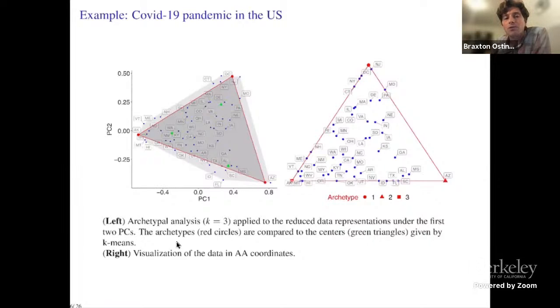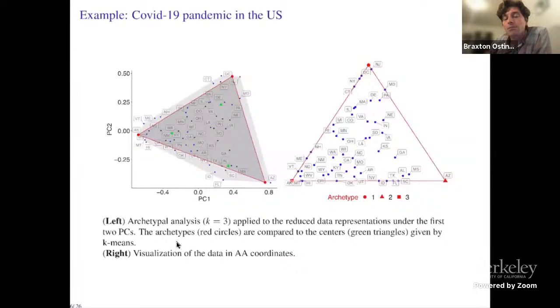If I do archetypal analysis with K equal to 3 vertices, I'm trying to find the optimal triangle for this data set. This is what I get: this triangle on the left here. Once I have the triangle, I can transform into the archetype coordinates. I can write everything in terms of convex combinations of the archetypes, and that's what's on the right. One thing to notice is that sometimes examples will be at the vertices of the archetype polytope, and sometimes not.